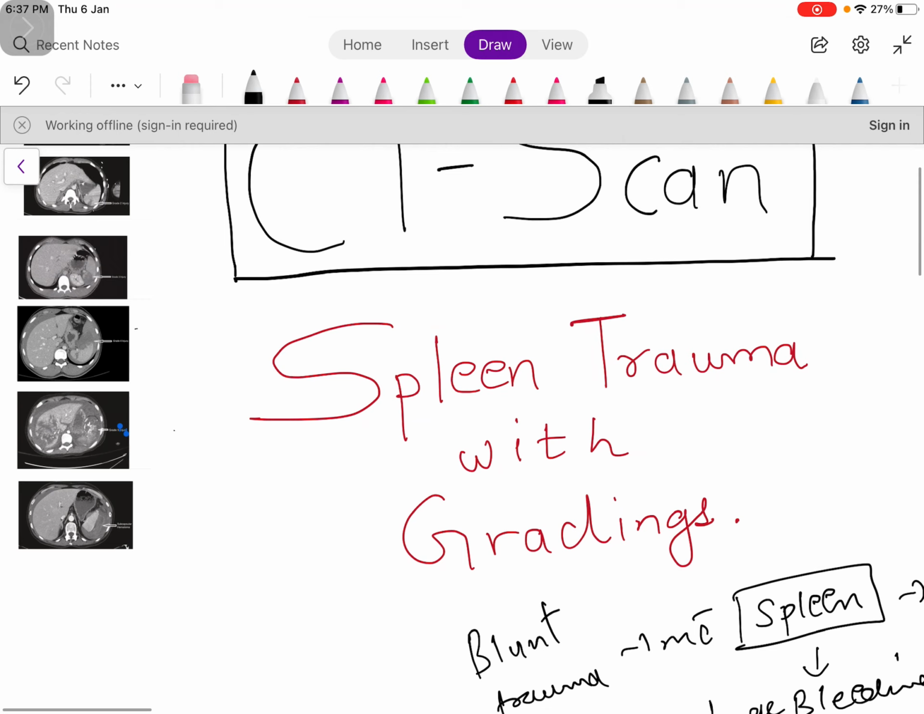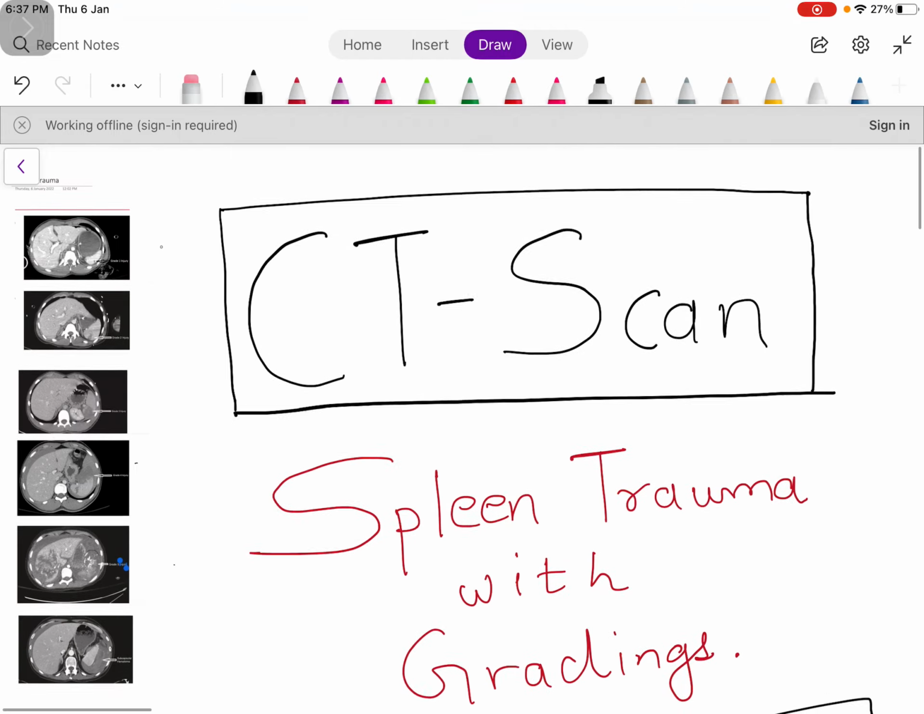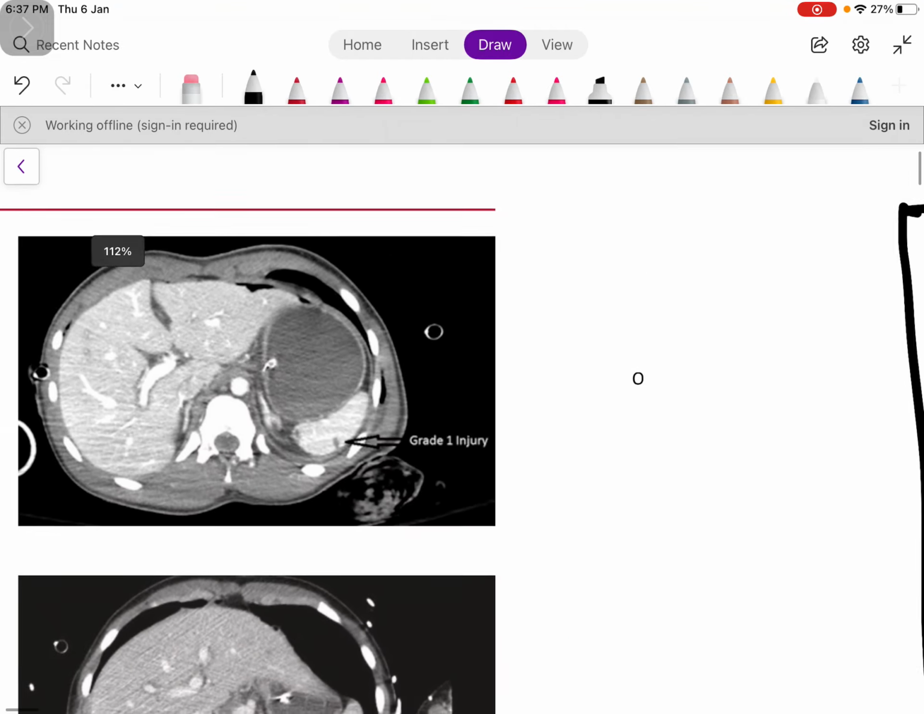Because we know that the hilum contains the blood vessels, the splenic artery and splenic vein. If that is injured, it will lead to a large amount of bleeding into the intraperitoneum, and there will be great blood loss and severe hypotension, which can even lead to death.